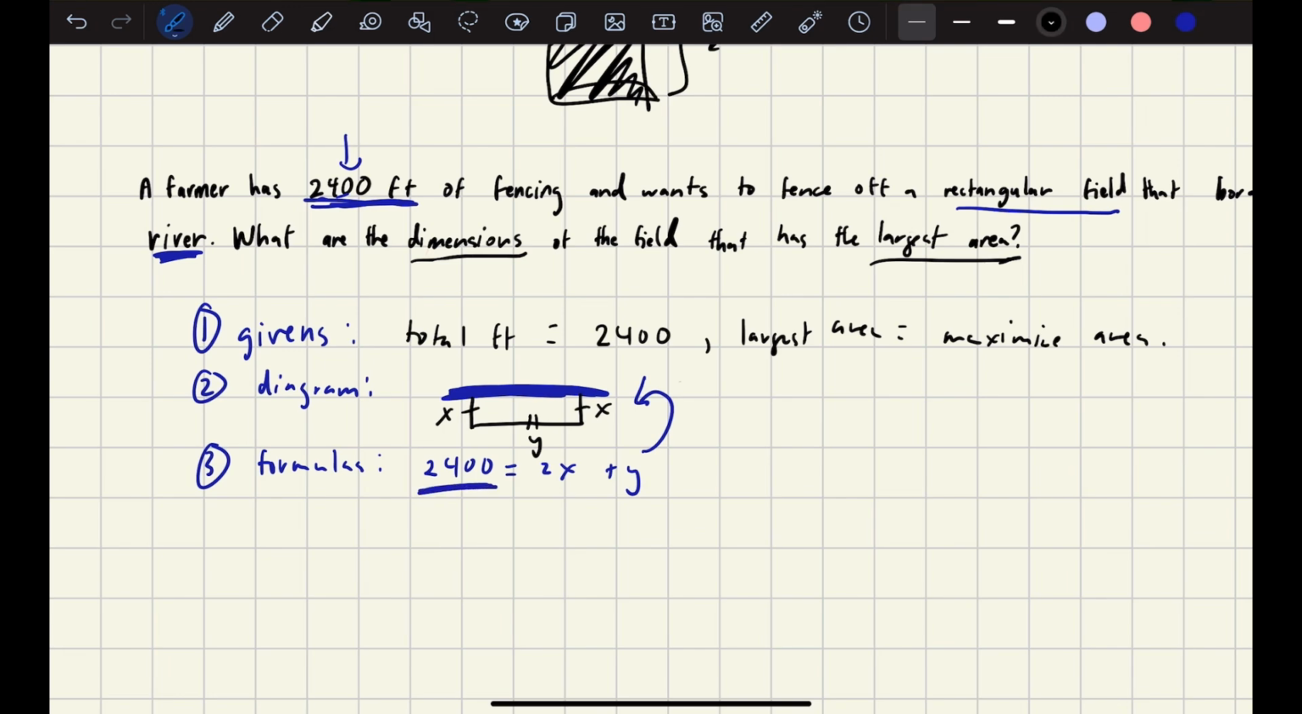The other thing with our givens was that we need to maximize area, so we can put the area formula here, which is going to be length times width, and your length is y and your width is x, so we can rewrite this as x times y.